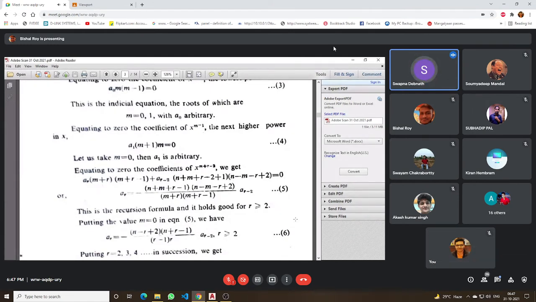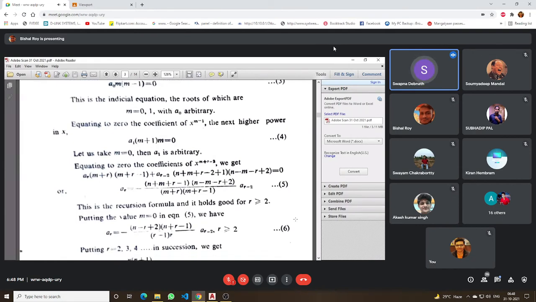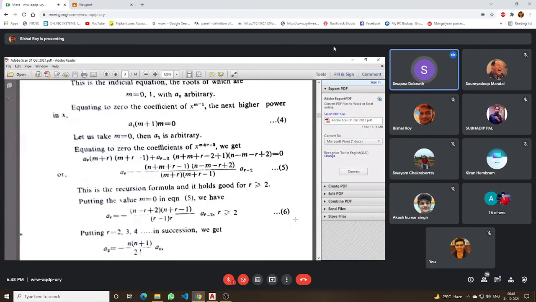choose a1 as arbitrary. Now we have to find the recursion relation or recurrence relation, that means how do we get the general term? We will equate the coefficient of x to the power m plus r minus 2. Then we get equation number 5 where ar is in terms of ar minus 2. Here n is given in the given equation and m is either 0 or 1.